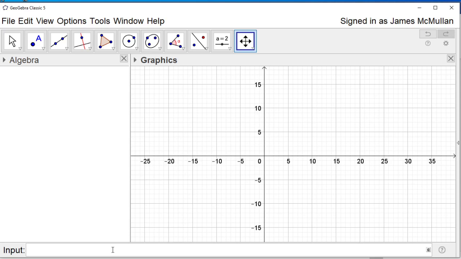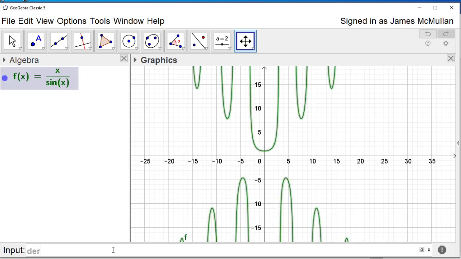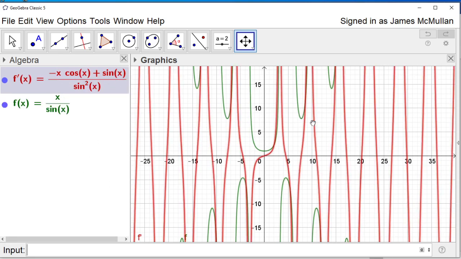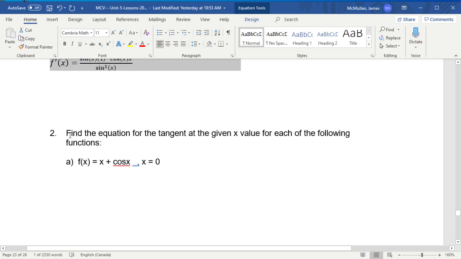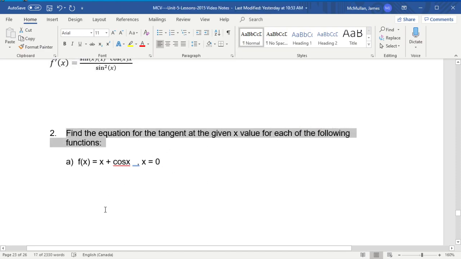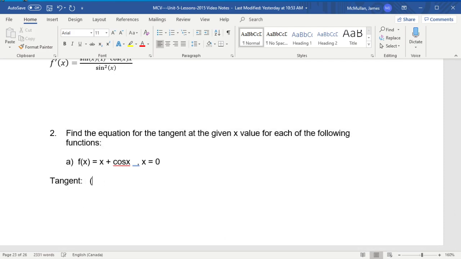Again, really useful to just take it into here quickly, take its derivative, and double check that we got the right thing. Okay? Find the equation of the tangent at the given x value for the following functions. So remember, to do a tangent, you need the point, 0 and f of 0, and then you need the slope, which is f prime of 0. A tangent needs a point and a slope. So let's solve the point first.